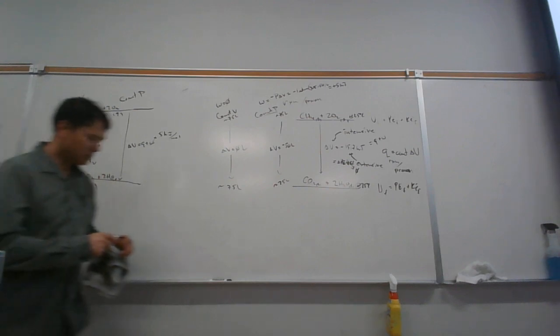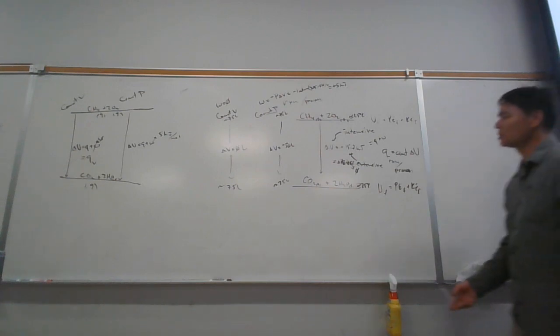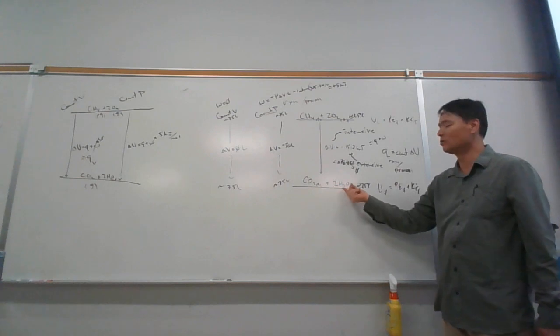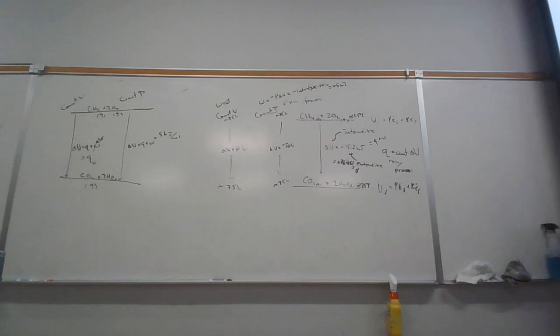And so if I burn this stuff in a bomb, I'm going to convert all that internal energy into heat. And that heat is going to warm up the bomb. So I'm going to burn this. All that change in internal energy gets converted into heat. And so what's the heat going to warm up? The heat's going to warm up the products of combustion. So the CO2 gas and the liquid water is going to get warm.